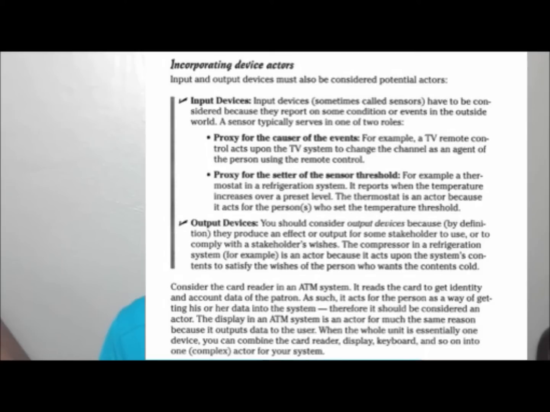And that's the point here. Input devices and output devices really should be considered potential actors. The notion here is that the card reader in an ATM system is an actor because it's going to get a lot of things done for you. So consider it as an actor. The display in an ATM system is an actor for much the same reason, because it outputs data to the user. So the whole unit is one device, and it's got a couple of actors in it. One is the card reader, one is the screen. That's a great example of incorporating devices as actors in your system.